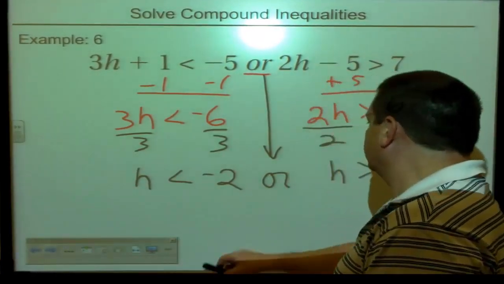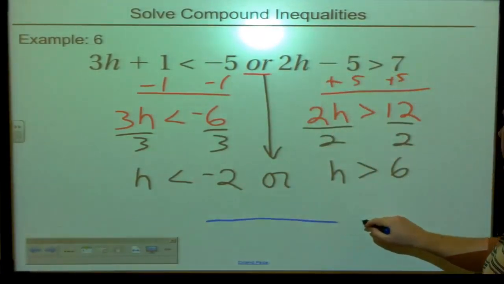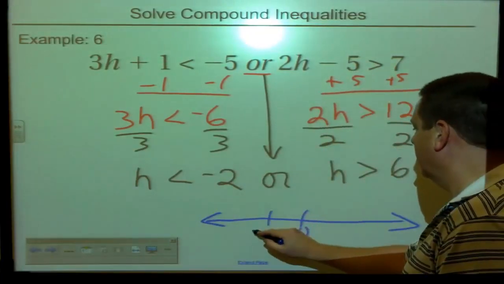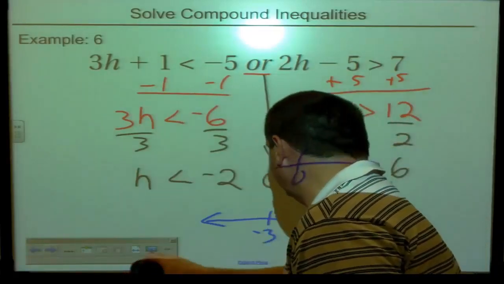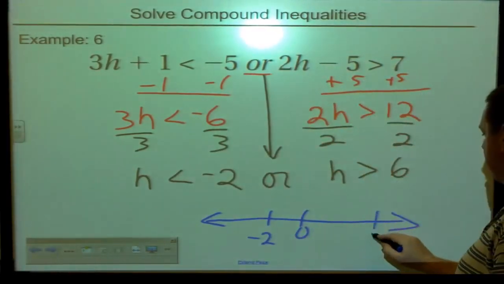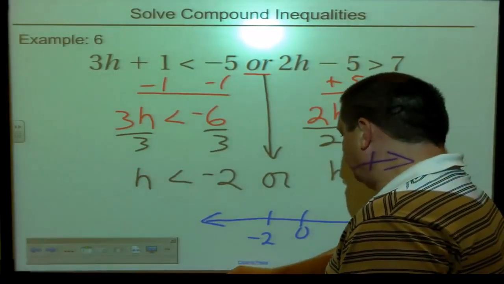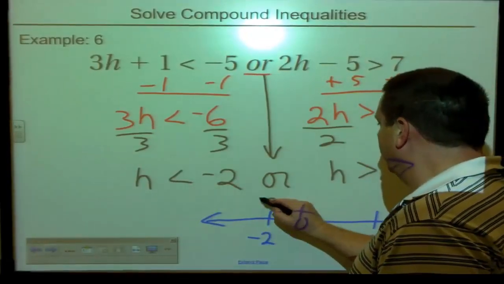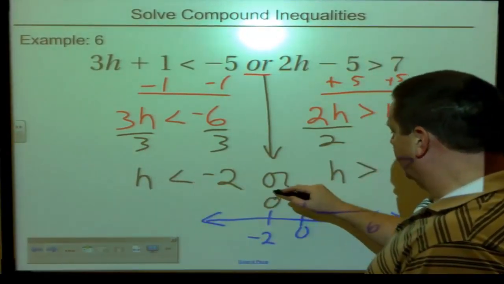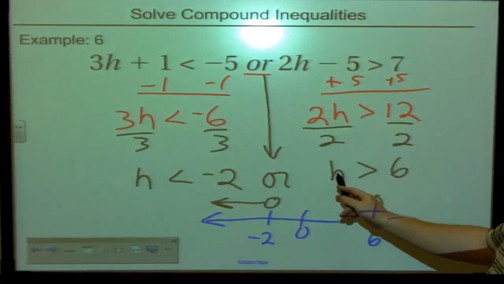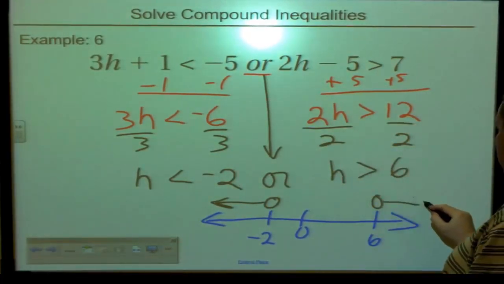So if I were to graph this, because it has the word or, it wouldn't be between. 0, we'll call that -2. Let's change that. -2, this side would be +6. This side over here has an open circle, and numbers that are less than -2 would be this way. Over here I have an open circle also, but I'm looking for numbers that are greater than 6. That would be this way.